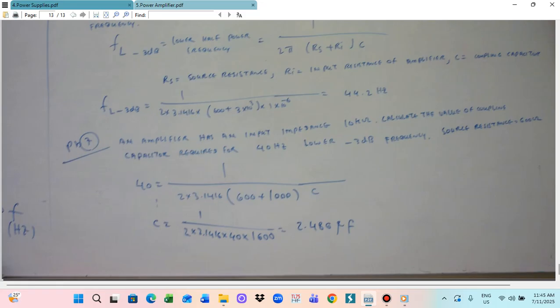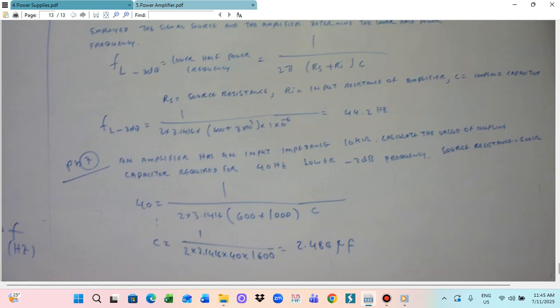Also, another problem is that the amplifier has an input impedance of 10 kilo ohm. Calculate the value of the coupling capacitor required for a 40 Hz lower minus 3 dB frequency. In this case, the source resistance is 600 ohm. So we also substitute: F at 3 dB equals 1 divided by 2 pi, in brackets RI plus RS, into C. So in this case, F at 3 dB is 40, RI is 10 kilo ohm, RS is 600 ohm. Therefore, here you get the capacitance. So the capacitance is 2.486 microfarad.